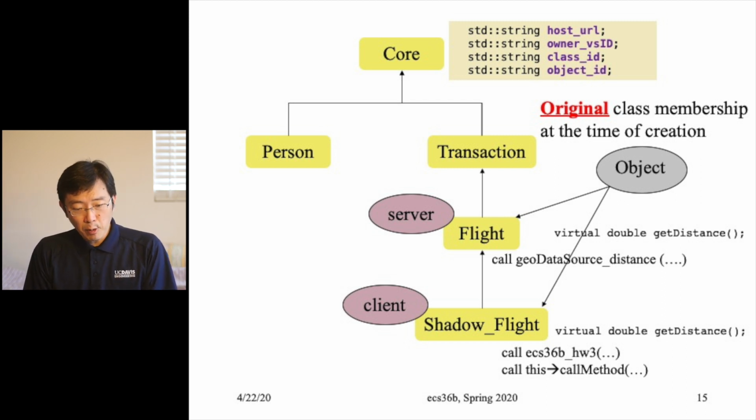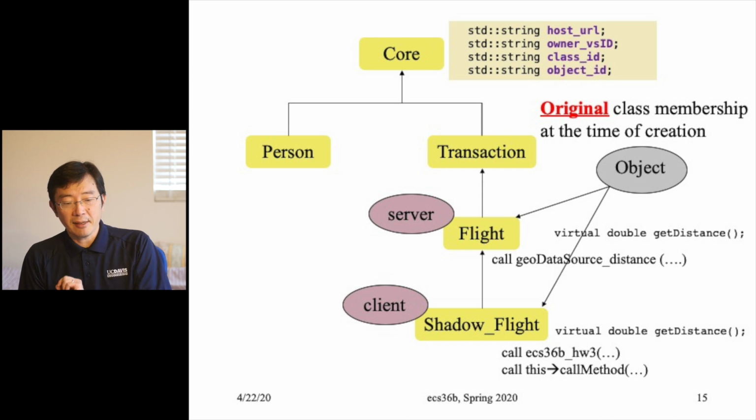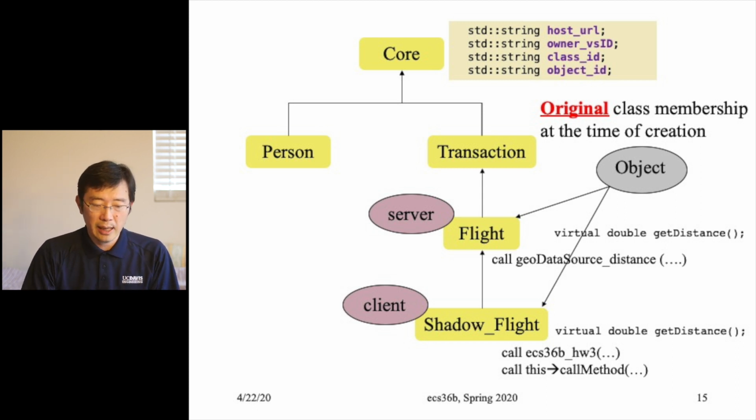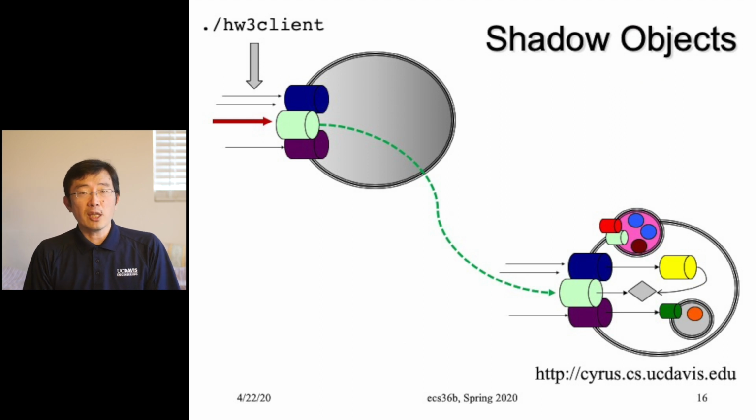One is associated with fly, one associated with shadow fly, and their behavior is different. Therefore, when I want to access get distance, as long as I create the object correctly, as a shadow fly or fly, then the rest of the system, when I actually make the get distance call, will either, if it's a real object, access the things locally. If it's remote, it will get access remotely. Just like the general concept of shadow object.